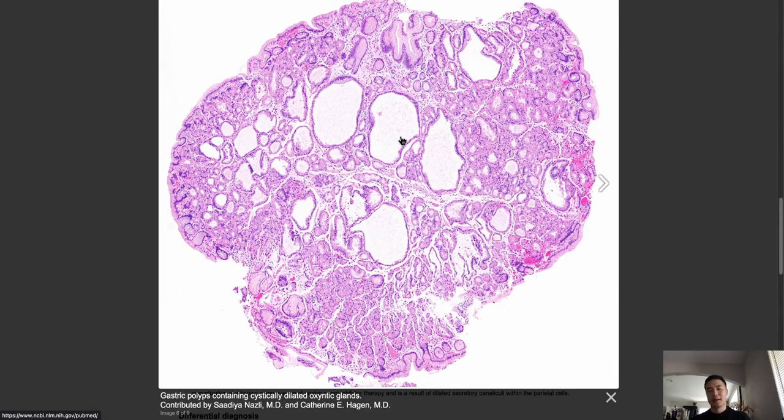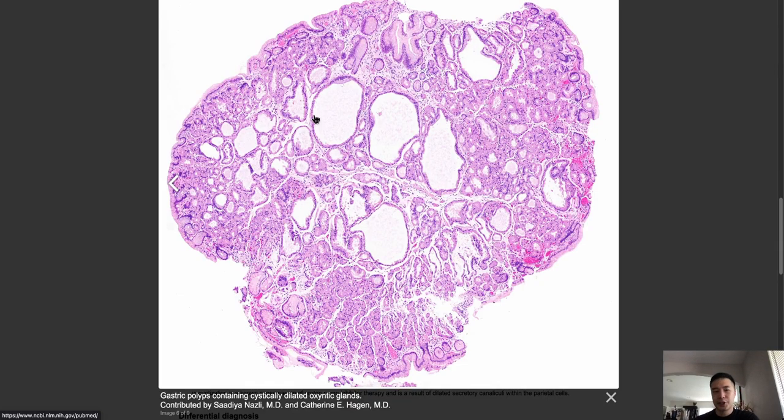No. Research has not shown these fundic gland polyps due to PPI, or fundic gland polyps in general, to be cancerous. You can have a syndrome called FAP, and that can lead to a little bit of dysplasia, meaning the fundic glands are precancerous. But even then, the chances of it progressing to cancer are very, very low.